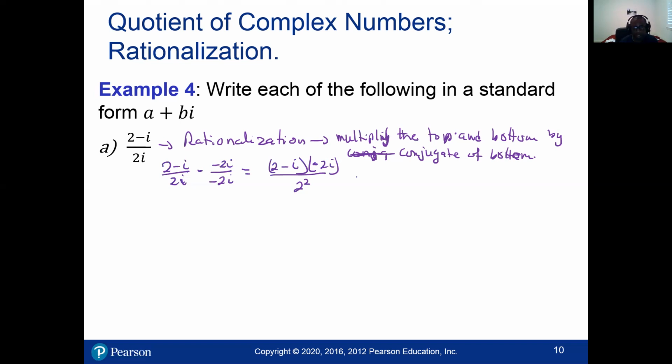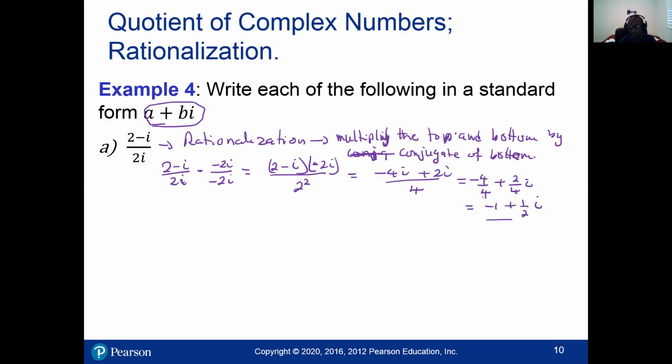So let's distribute that: that would be minus 4i and then plus 2i squared, which gives plus 2, all divided by 4. Then we write it in standard form, so that becomes minus 4 over 4, plus 2i over 4. And that gives us minus 1 plus 1/2 i.